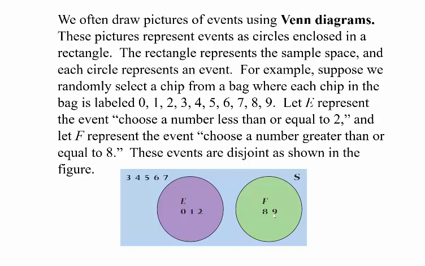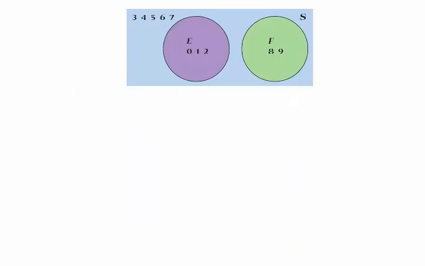For example, suppose we randomly select a chip from a bag where each chip is labeled with the numbers 0 through 9, so there are 10 different outcomes. We let E represent the event, choose a number less than or equal to 2, and we let F represent the event, choose a number greater than or equal to 8. You can see that events E and F are disjoint. They cannot happen at the same time, because I can't have a number that is both less than or equal to 2 and greater than or equal to 8. So these events are disjoint.